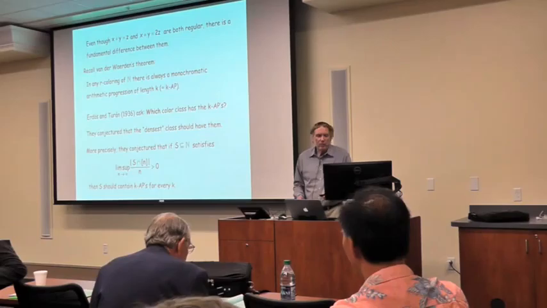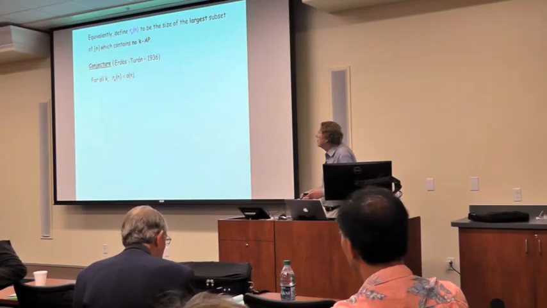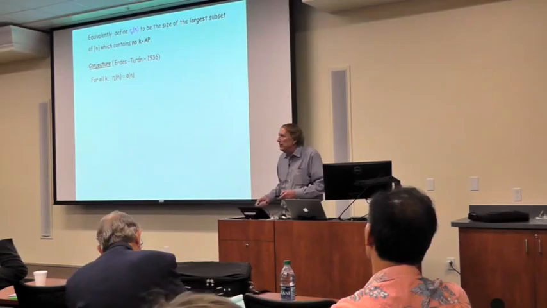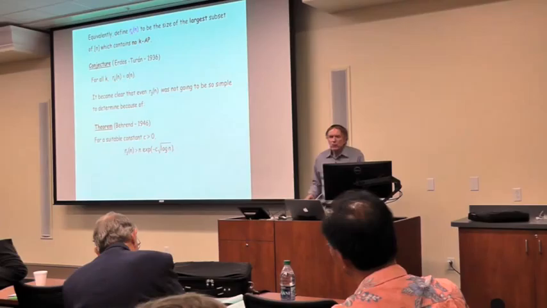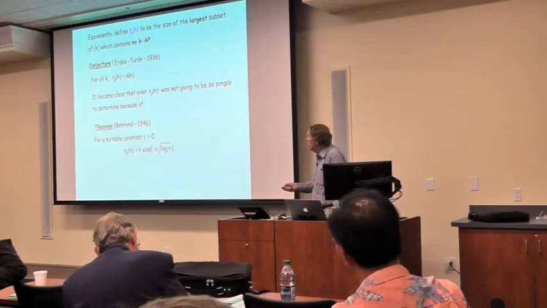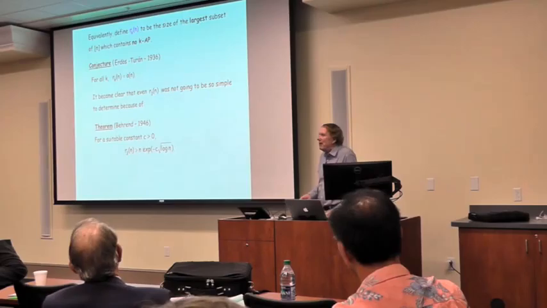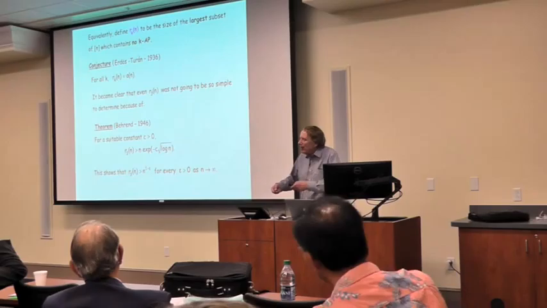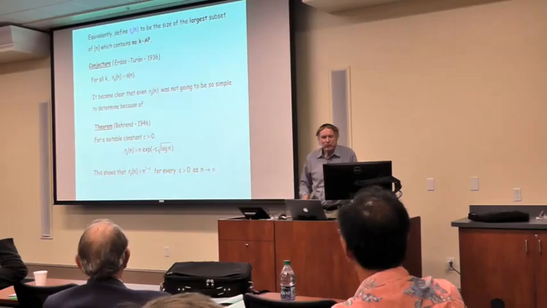Equivalently, if you set r_k of n to the size of the largest subset of 1 to n that has no k-term arithmetic progression, then they conjectured that r_k of n is little o of n. But even r_3 of n wasn't going to be so simple, because not long after, Behrend showed that r_3 of n is at least n times e to the minus constant square root log n. You don't see those a lot, but in particular it implies that it's greater than n to the 1 minus epsilon. So r_3 of n is already little o of n, but bigger than any polynomial. So what is it, actually? In fact, we still know very little about that.